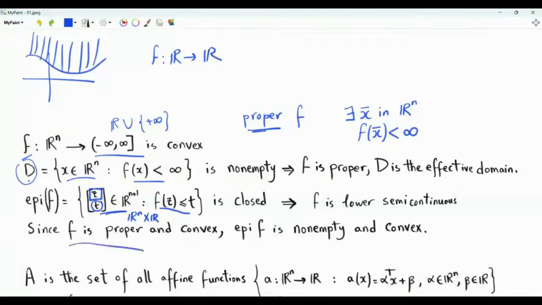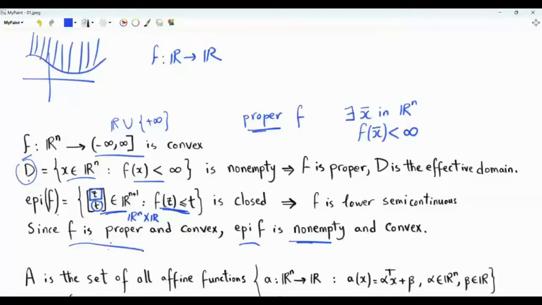Note that because the function f is proper, the epigraph is a non-empty set. Because there are values in Rn such that the value of the function is strictly finite, and so you can find points in Rn plus 1 satisfying this inequality. The function being proper implies that the epigraph is non-empty.